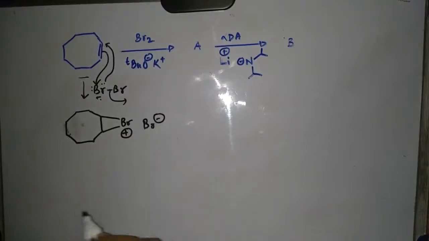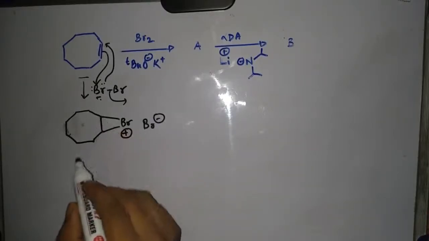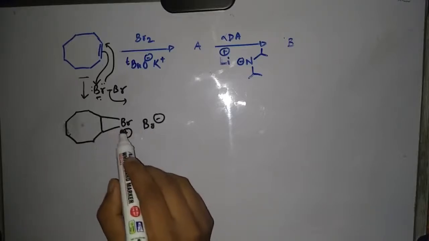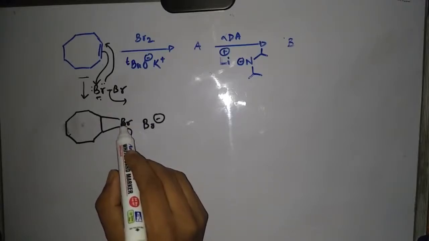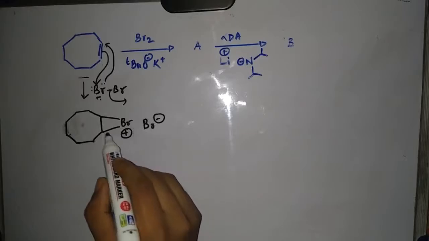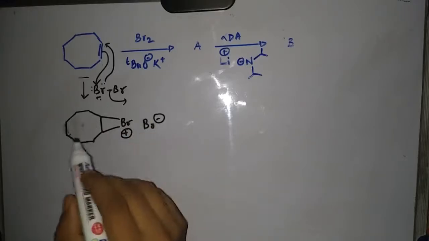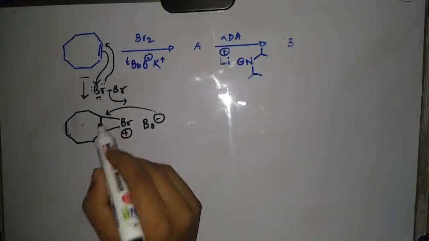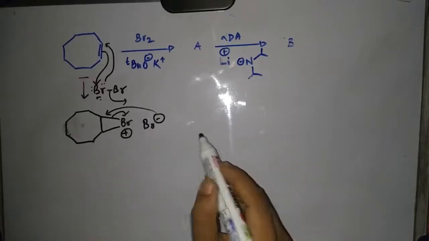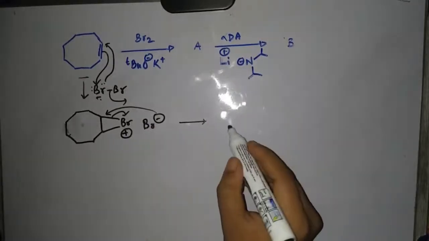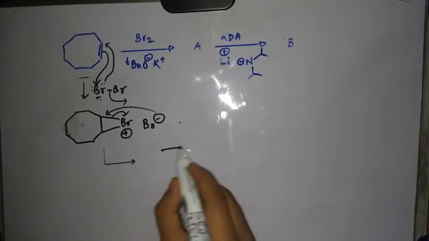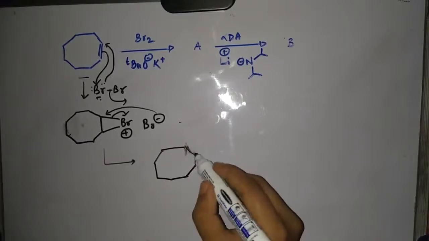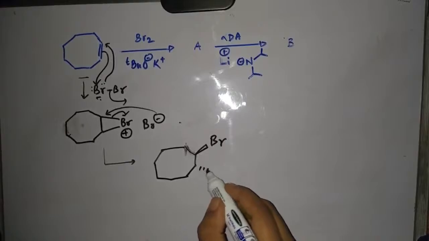Now you can see this Br minus will attack any of these carbons. This is a symmetrical molecule and it can attack at any of the sites. If the bromonium ion is above the plane, then the Br minus will attack from below the plane. If it is below the plane, then it will attack from above the plane. It does not matter which plane it is, that will give a trans geometry, which we have to remember. So we can write like this: one bromine is above and another bromine is below.